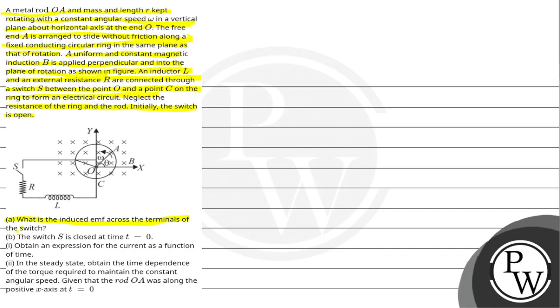Question B. The switch S is closed at time t equal to 0. 1. Obtain an expression for the current as a function of time. 2. In the steady state, obtain the time dependence of the torque required to maintain the constant angular speed, given that the rod OA was along the positive x-axis at t equal to 0.